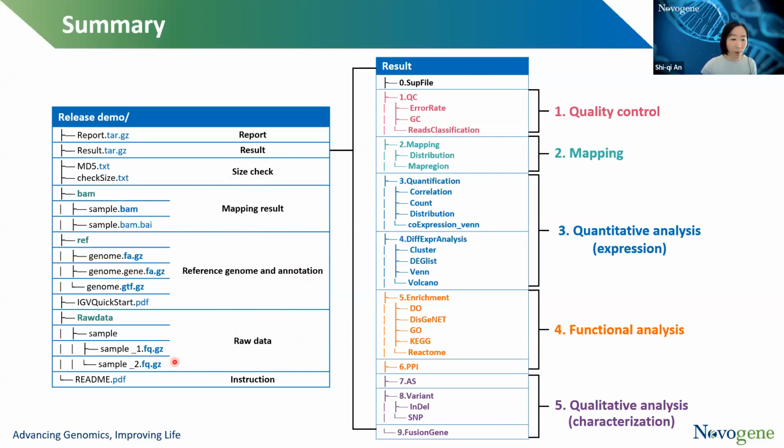As I mentioned, if it's a paired-end project, you're going to have 2 files for this. For the raw data, you can feel free to play around yourself, and this will also be delivered to you. And also, of course, there will be instructions to tell you what is included and what each file is for. So that basically brings us to the end of the webinar itself.